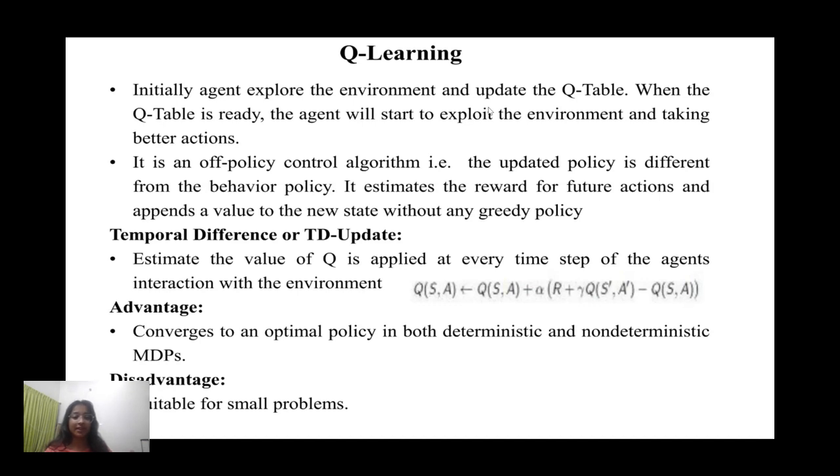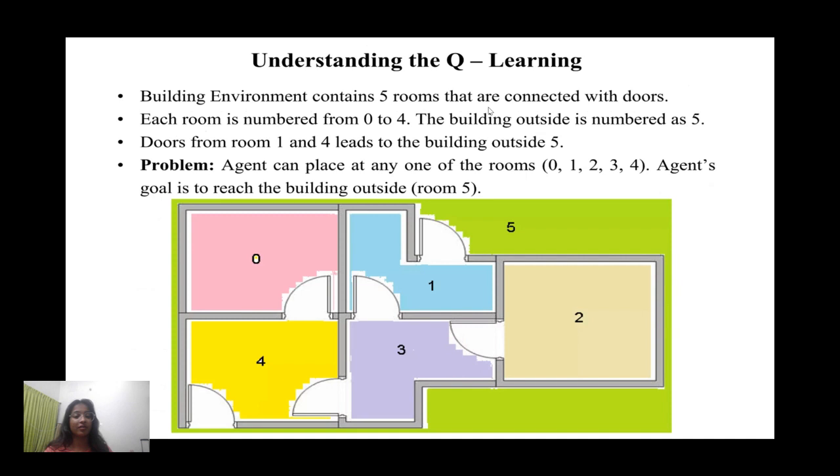Temporal difference, or TD update: the estimate of the value of Q is applied at every step of the agent's interaction with the environment. Advantage: it converges to an optimal policy in both deterministic and non-deterministic MDPs. Disadvantage: it is suitable only for small problems.